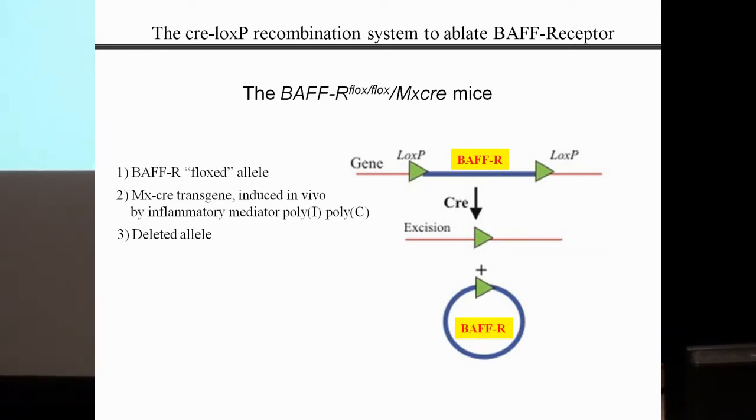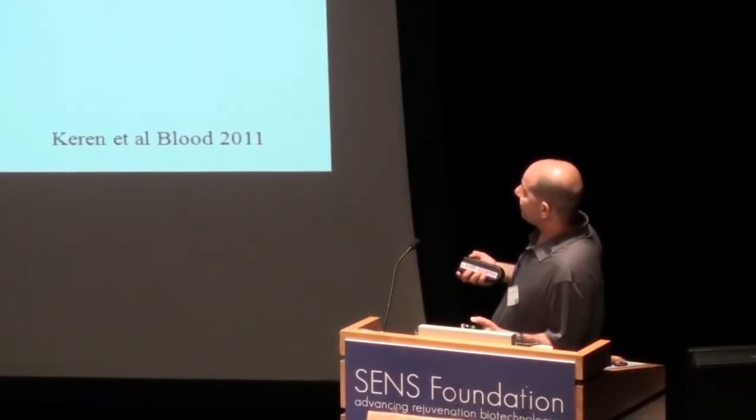Now, these mice are transgenic for Mx-Cre. By injecting the inflammatory mediator poly-IC, you generate interferon, and this interferon binds the promoter, activates Cre, and you start producing the Cre recombinase. The Cre recombinase then cuts these two LoxP sites and deletes the locus between the two. So you can generate, and how does it look?